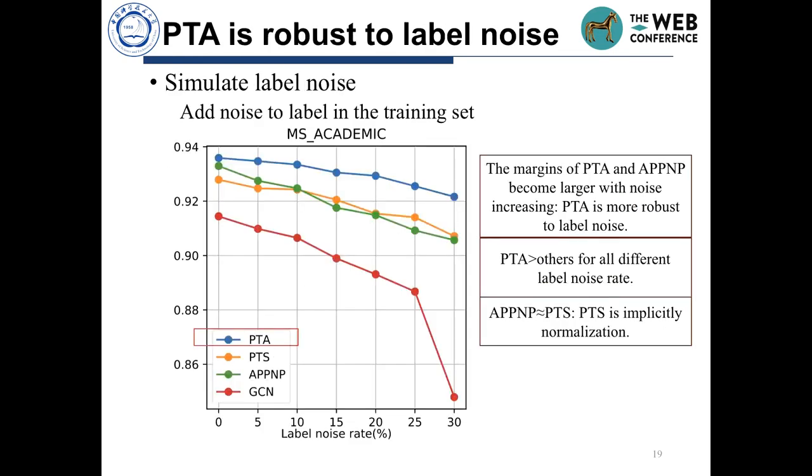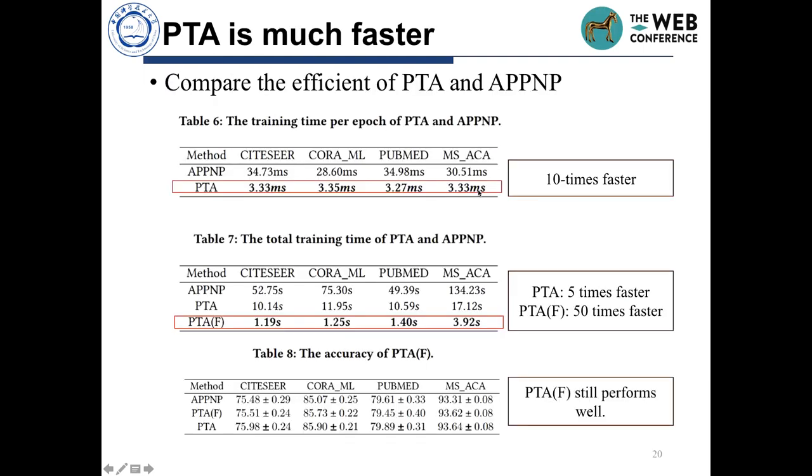This is a simulation experiment with regard to label noise. With the increasing of label noise, the performance of PTA decreases less. This experiment can validate that PTA is robust to label noise. In the last, we compare the efficiency of PTA and APPNP. We find that PTA is much faster than decoupled GCN, in both per epoch time and total training time.